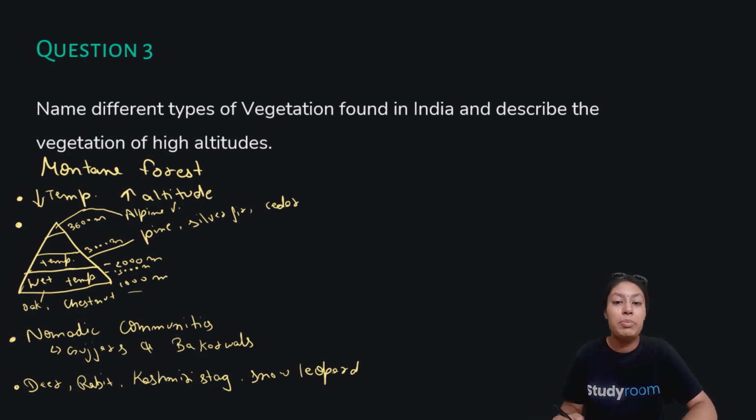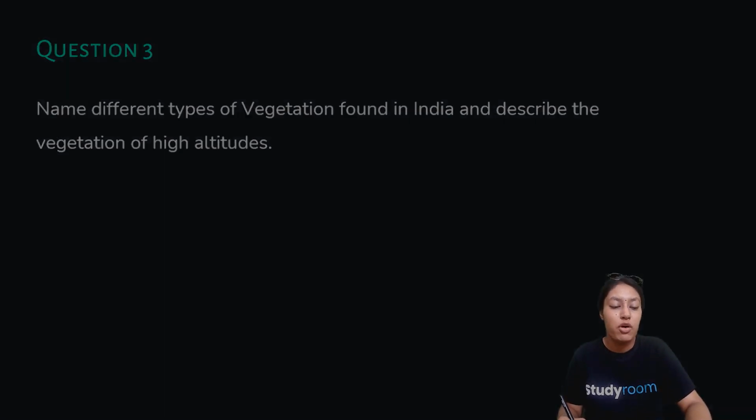Now, the communities who belong to the mountain forest are nomadic communities. Nomadic communities are pastorals who move from one place to another in search of food, water, and shelter, and they usually have animals and cattle with them. One very famous community is the Gujjars and Bakarwals. The animals we see in this mountain forest are deer, rabbit, the very famous Kashmiri stag, snow leopard, and spotted deer as well. So this was about the mountain forest.